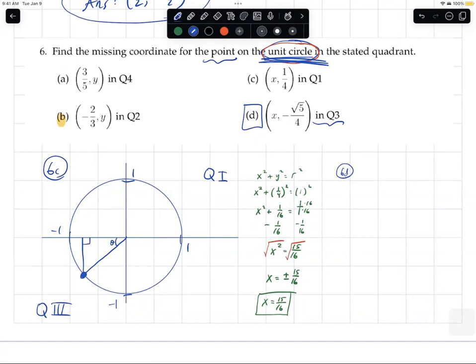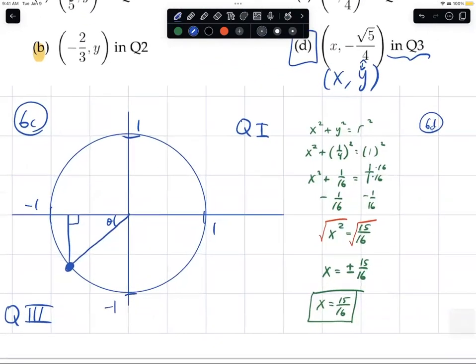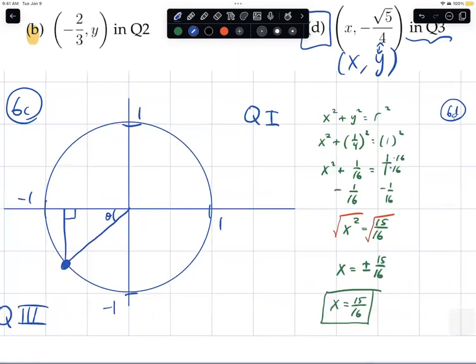Well, I was given an x and a y coordinate, and so the y coordinate is one that I know, and it's negative square root 5 over 4. So I will stick that in here. Negative root 5 over 4. And hopefully we're doing this right: the y value in quadrant 3 is going in the downward direction, so it should be negative. So that matches up there.